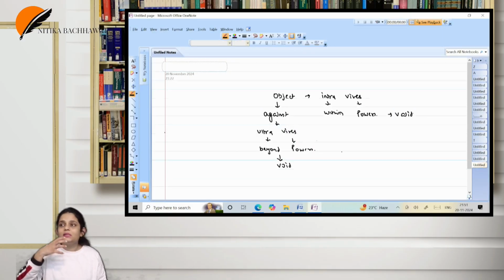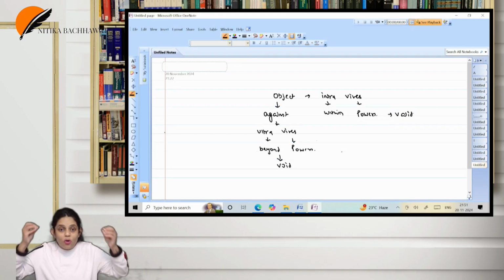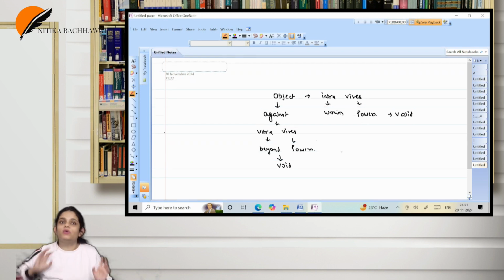The reason this is there is that I am using shareholders' money. So this should not be used for wrong purposes or for wrong things. Shareholders should know what I am allowed to do. So that is the whole concept of ultra vires, that if you do anything beyond it, it is void.